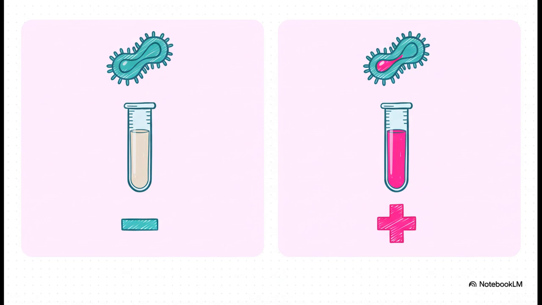But the absolute key differentiator from its more famous cousin, Pseudomonas aeruginosa, is the arginine dihydrolase test. Stutzerimonas stutzeri is negative, Pseudomonas aeruginosa is positive. It's a simple but absolutely crucial test to tell them apart.